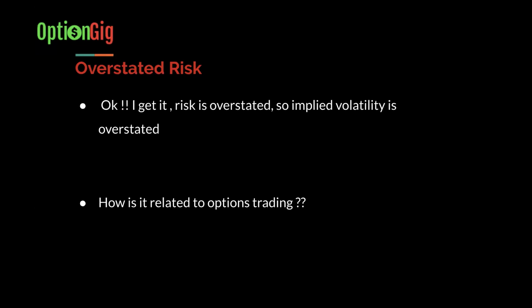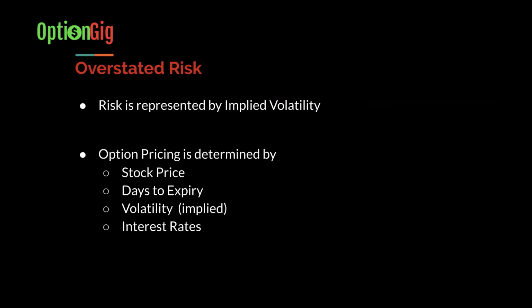Now, the next question is, okay, we have seen the graphs, I understand that the risk is overstated, and so the implied volatility is overstated. But what has it to do with options trading, right? We haven't yet talked about calls and puts, and gain and edge via calls and puts. So how is it related to options trading? That came up in one of our pop quizzes. It is related because the option pricing is determined by implied volatility.